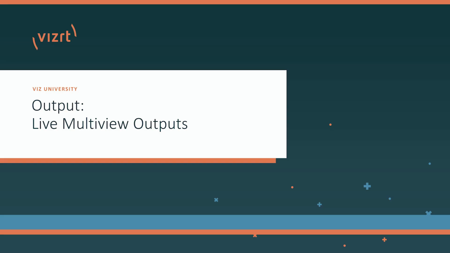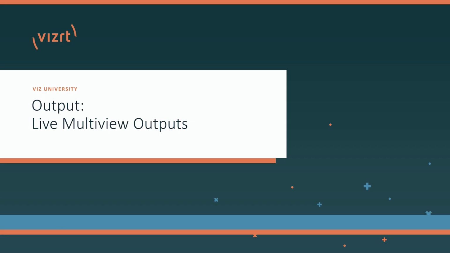Another way we can get live video out of our TriCaster is using a multi-view. Now, typically, a multi-view is going to display multiple sources on the screen, but it is possible to configure it to display one source full screen.